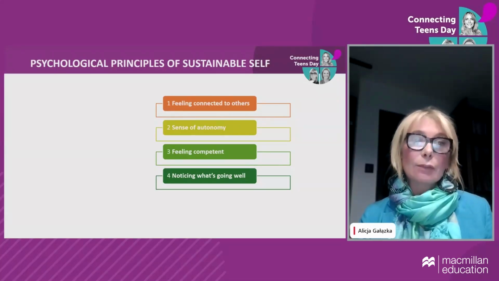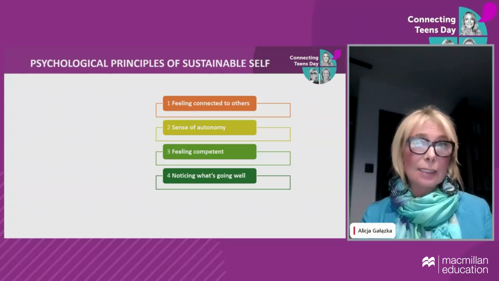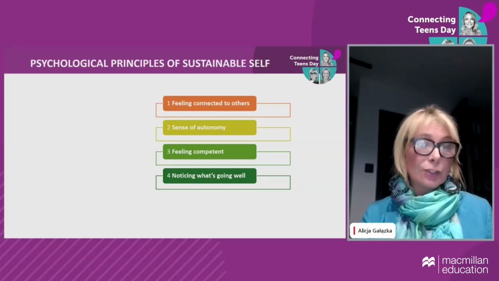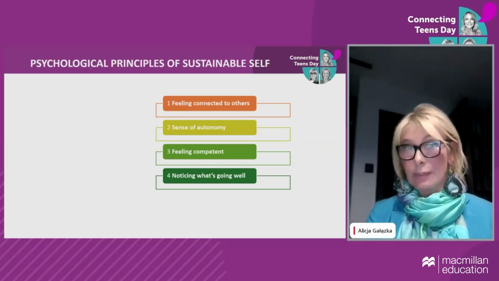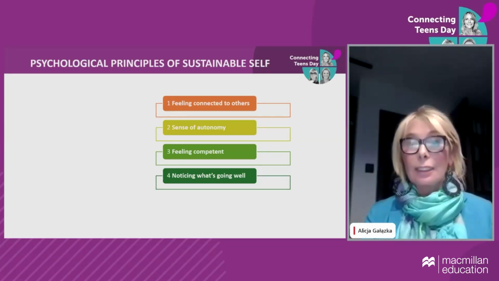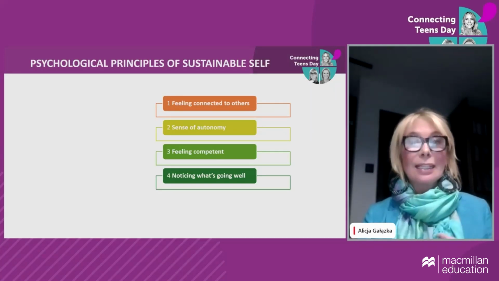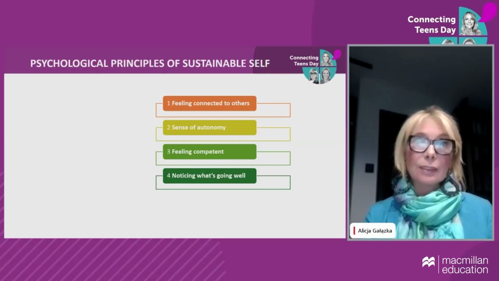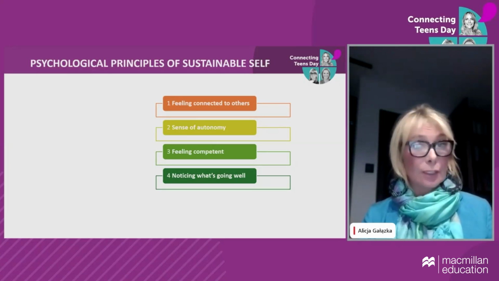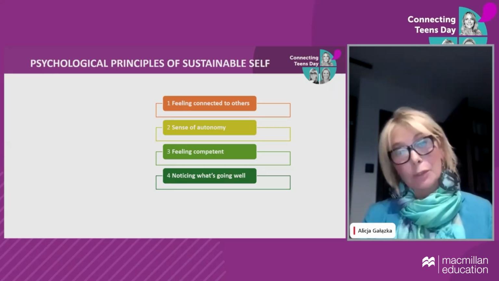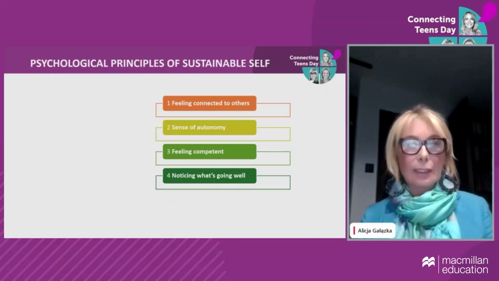And I think that there are four principles of sustainable self. From my research, I have found out that the first one is feeling connected to others. So you will have a sustainable self if you feel connected. You need to be connected to others. You need to feel that you belong. Relationships are very important in our life. There's even a special field called interpersonal neurobiology, which examines the importance of human relationships in our life. I don't have time to elaborate on that, but it's really, really important.